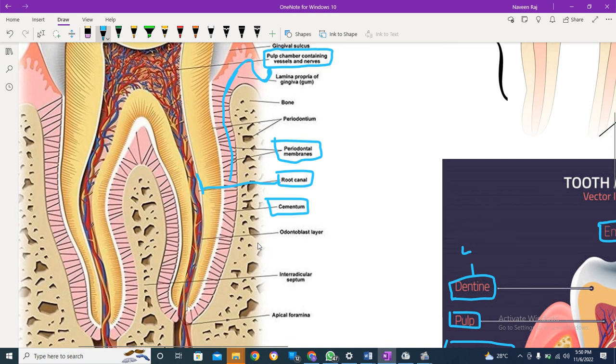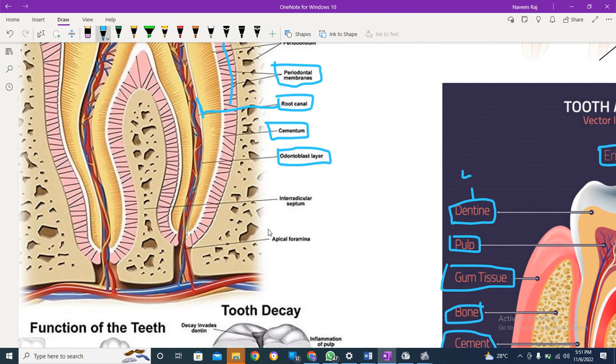And yes, the odontoblast layer, the same which secretes the dentine layer. This is the odontoblast layer. Odontoblasts secrete dentine, so this is a dentine layer. And the cementum, not, sorry, cementum. These are the root canal and odontoblast, both separate.